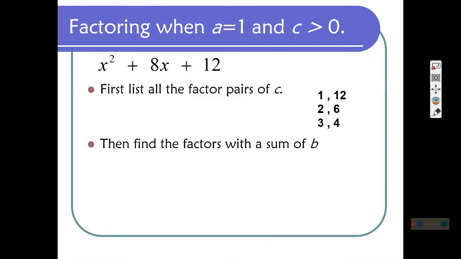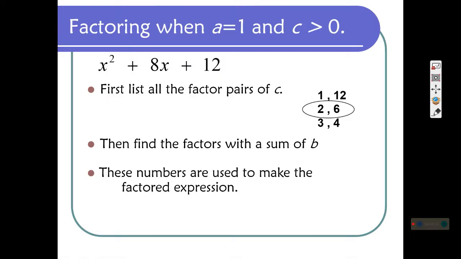Then after that, you are going to find the factors with a sum of b. And our b is 8. So therefore, you are going to use the pairs of factors which are 2 and 6. So these numbers are used to make the factored expression. And you are going to express the factors in the form x plus 2 times x plus 6. Okay?